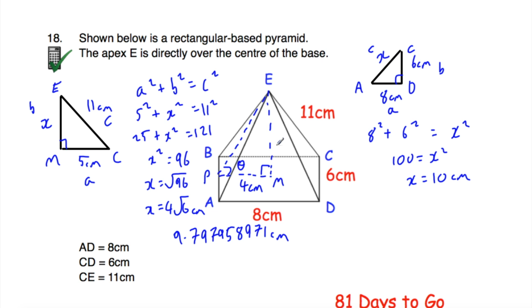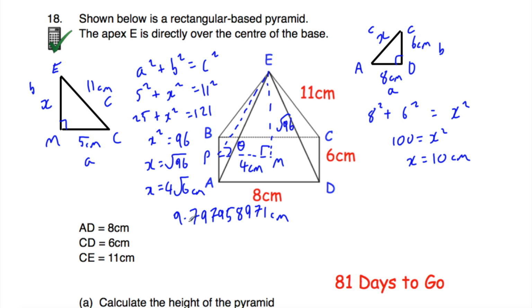That is equal to the square root of 96. And I'm going to write it as a third, the square root of 96, rather than the decimal number, because if we round this, we might lose a bit of accuracy. So I'm going to leave it as the square root of 96.